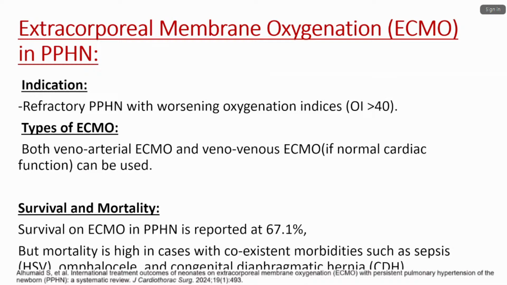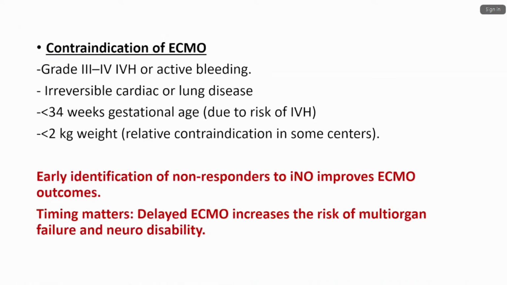But the mortality also rises if there are coexistent morbidities like severe sepsis, omphalocele, and CDH. So there are some contraindications for ECMO, mainly if there is active bleeding, grade 3, grade 4 IVH, or if there is an irreversible cardiac or lung disease. And generally, if the baby is less than 2 kg or less than 34 weeks, we avoid giving ECMO because there are problems with putting in the lines and all.